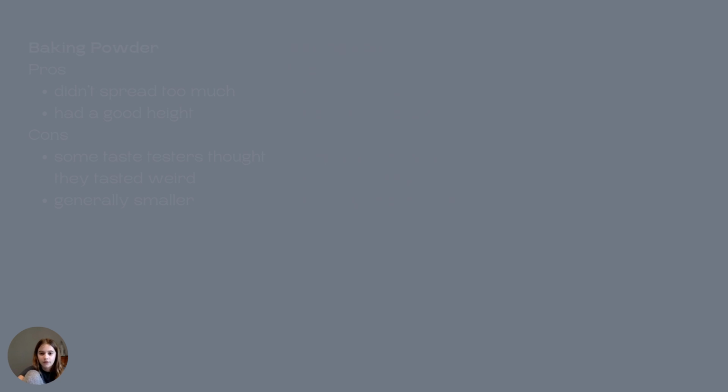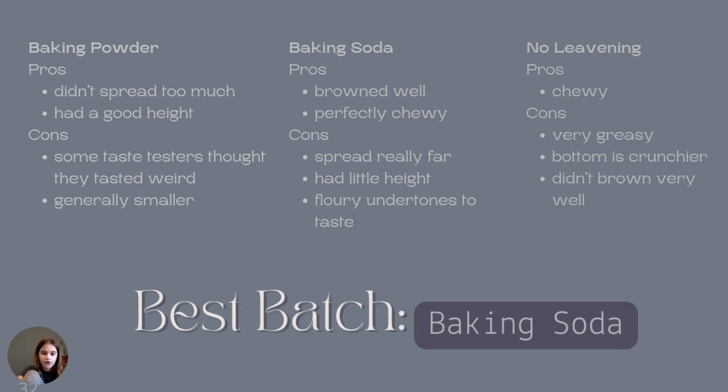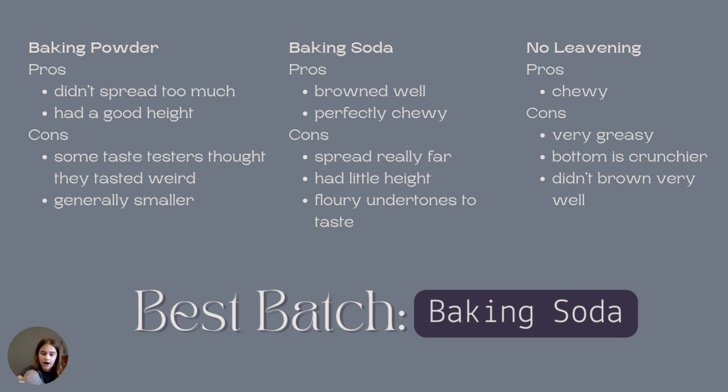So these are my conclusions. These are the pros and cons for each batch. For baking powder, the pros: it didn't spread too much and it had a good height. The cons: some of the taste testers thought they tasted kind of weird, and they were generally smaller, and they didn't brown quite as well. They didn't brown great.